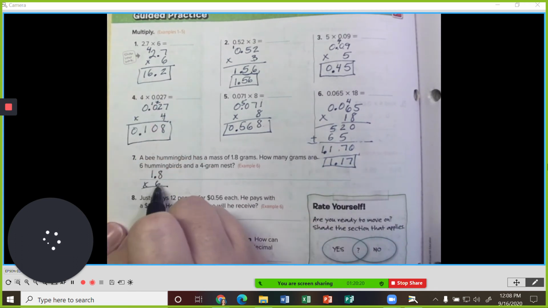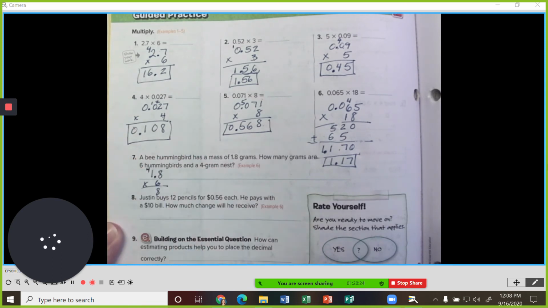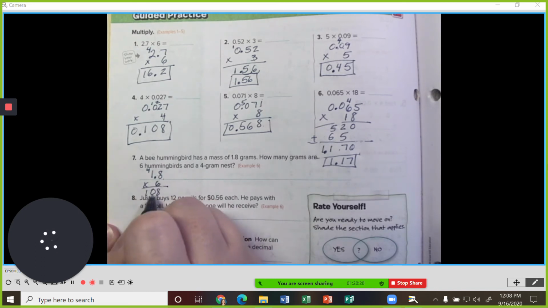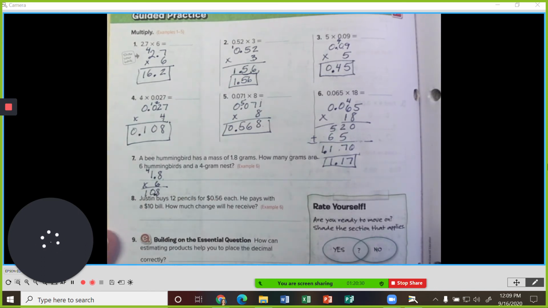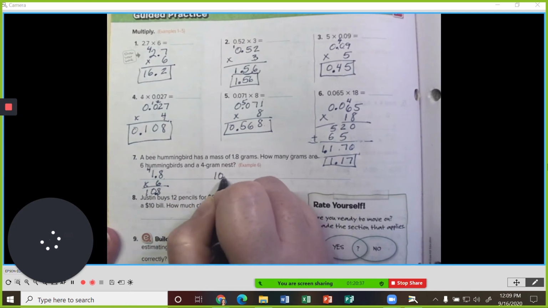Okay, 6 times 8 is 48. Write the 8, carry the 4. 6 times 1 is 6, plus the 4 that we carried is 10. So we have 1 decimal in the problem, 1 decimal in the answer. So that's how much the hummingbirds weighed, plus we need that 4-gram nest. So 10.8 grams plus the 4 grams for the nest will be 14.8 grams.